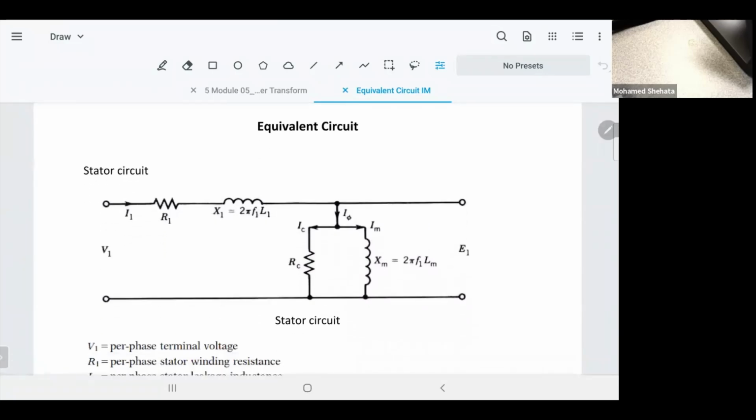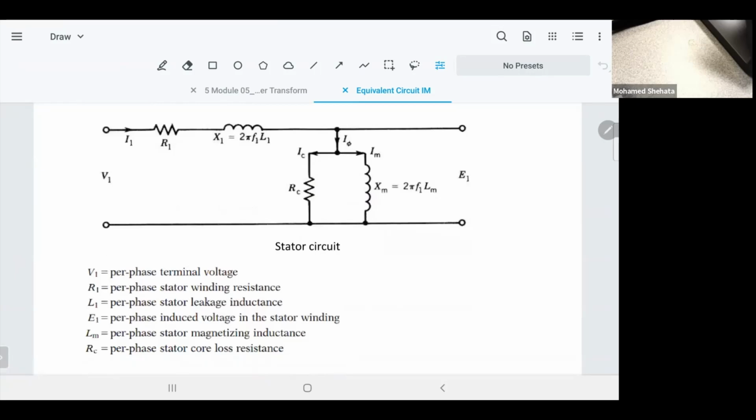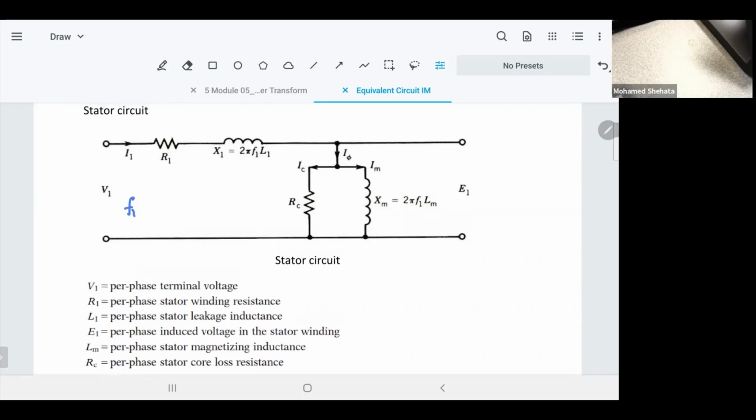Keep in your mind that this is per phase. V1 is the per-phase terminal voltage. And the frequency of the supply is equal to F1, which will be 60 hertz if we are operating on the normal frequency. R1 depends on the size of the winding, the cross section, the length, and the material it is made of. X1 is the reactance, and it depends on L1, the leakage inductance of the stator winding. Because X is equal to omega L, and omega is equal to 2 pi F, here F1.